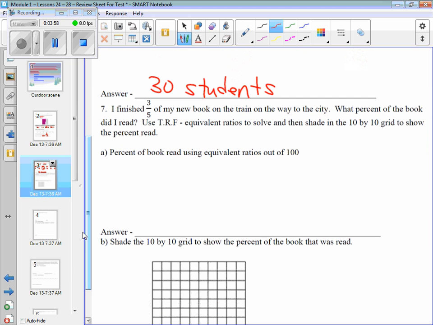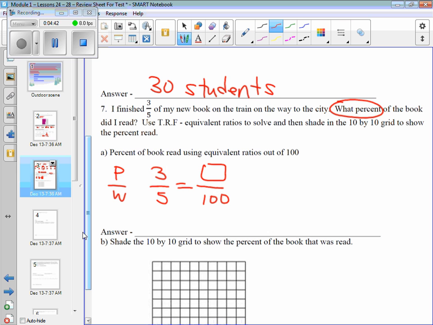Number 7 is TRF. What I want you guys to try to do is figure out what they're asking for, and if there's a percent being given in the question. Look for the percent symbol. If you don't see it there, that means they're not giving you a percent. Now you've got to look for a part to whole ratio. And in this case, it's 3 out of 5. They're asking you to find the percent. So that's the missing value in the ratio, percent over 100.